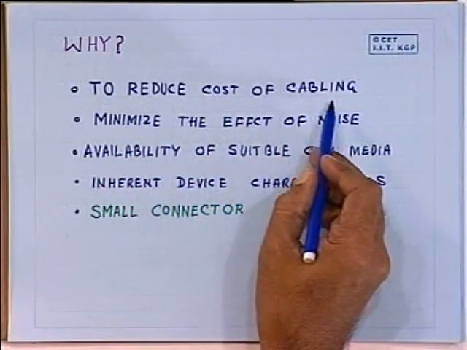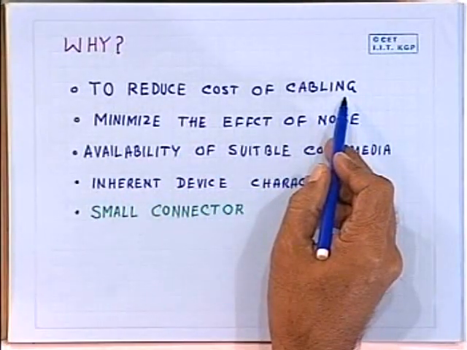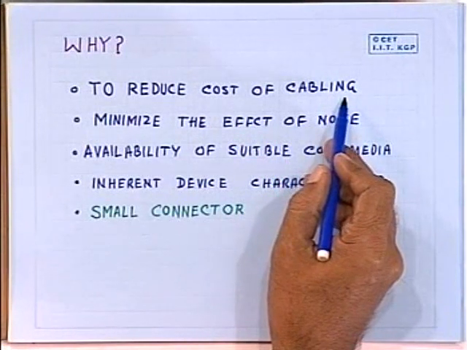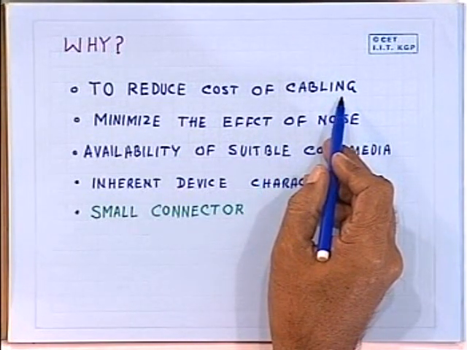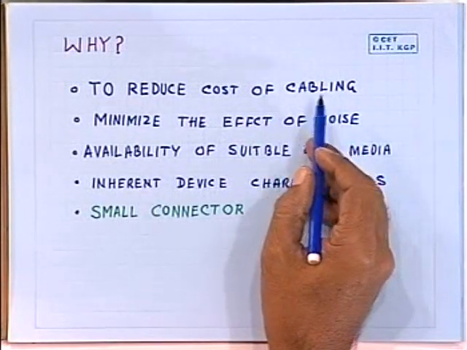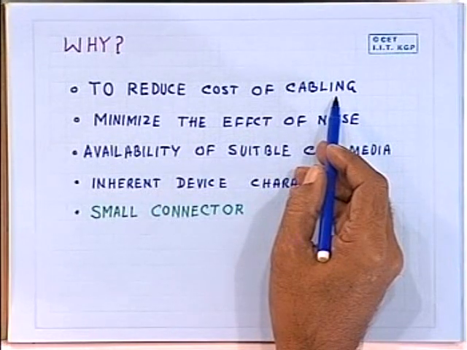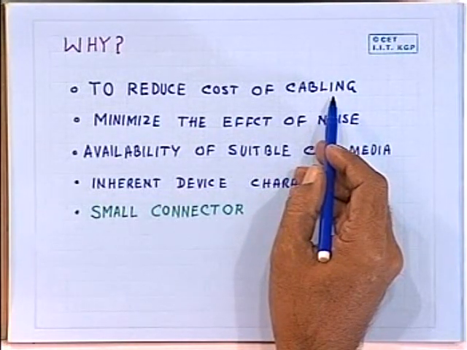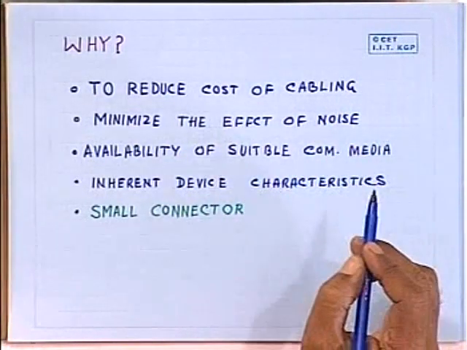As I mentioned, the first reason for serial data communication is to reduce the cost of cabling. If you use parallel communication, then you have to use a cable with a number of wires. On the other hand, in case of serial data communication, a pair of cable and a ground line is sufficient, and as a result the cost of cabling is much less in serial data communication.